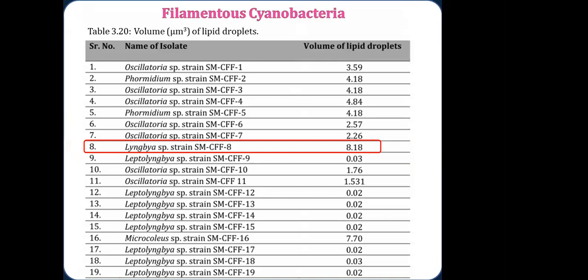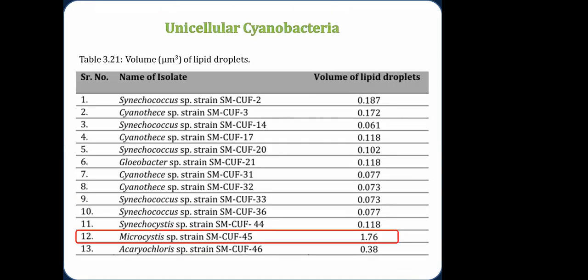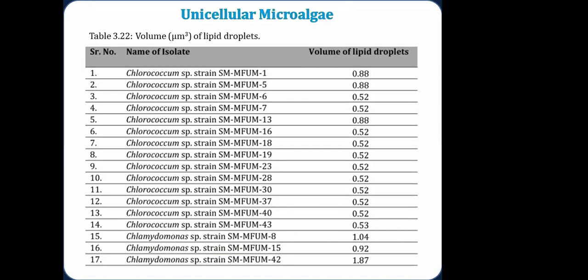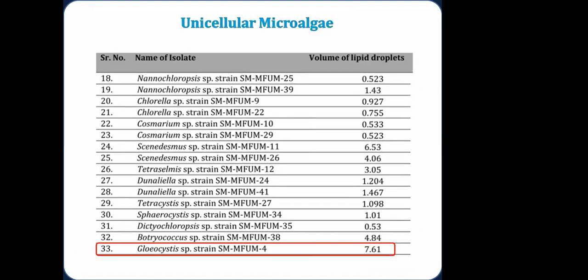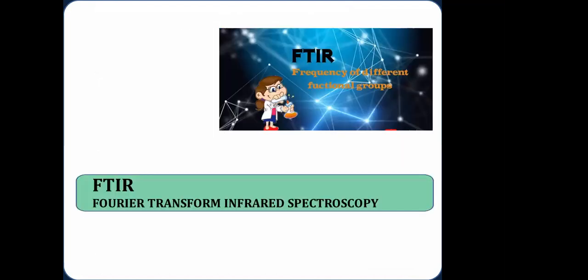Come towards the volume of the lipids which was detected from the software I used, that was ImageJ. The highest volume was obtained in Lyngbya, which is a filamentous cyanobacterial strain, and among all unicellular cyanobacterial strains, Microcystis showed the highest volume of the lipid droplets. And in the unicellular microalgal strains, Glycocystis showed the highest results.